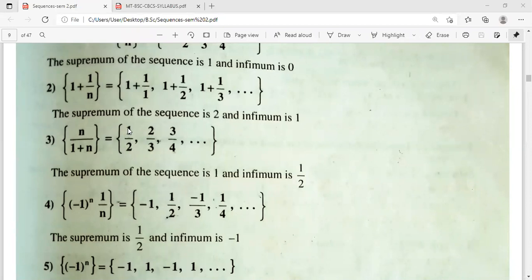You see that the supremum, the highest one existing here, is 2. 1 plus 1 by 1 means 1 plus 1, that is equal to 2. That is the maximum that exists here. Any number less than 2 exists, so the supremum of the sequence is 2. By the definition, a number less than 2 cannot be the supremum. And the infimum is 1: whatever you take that is greater than 1 exists, since 1 plus something means greater than 1. Similarly, the remaining terms follow.